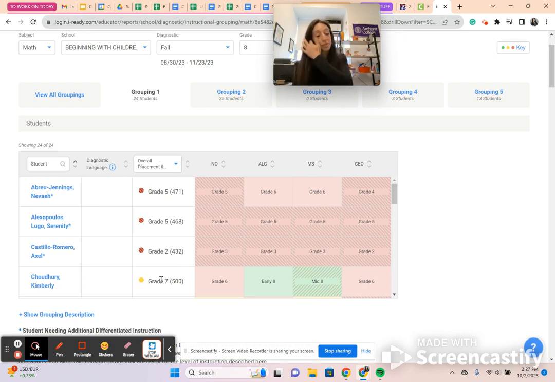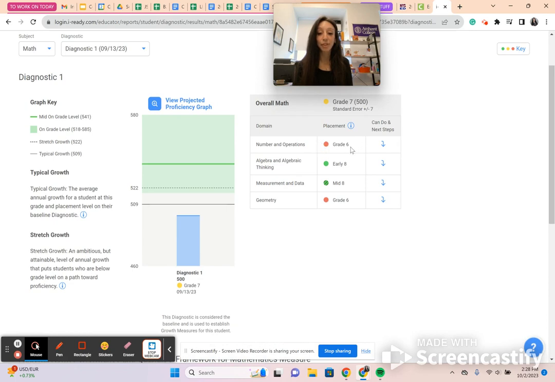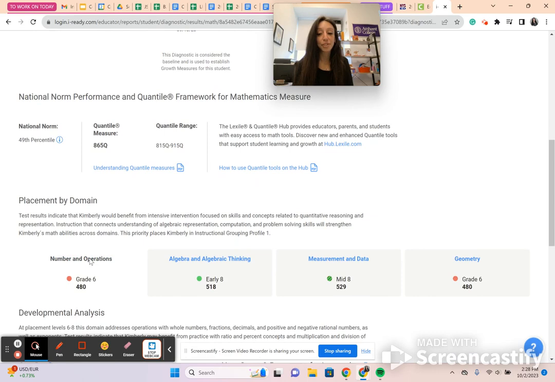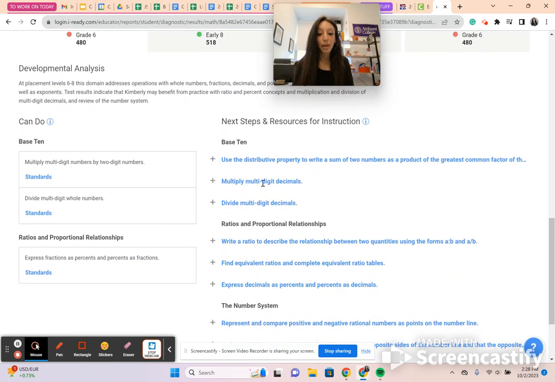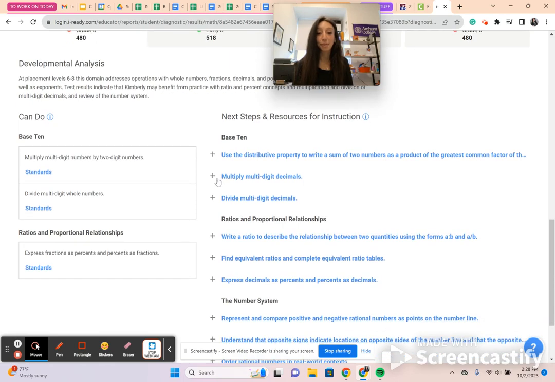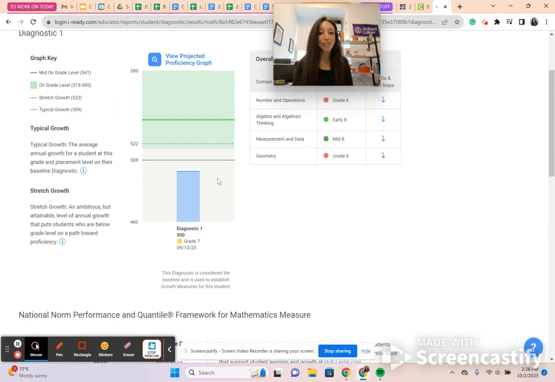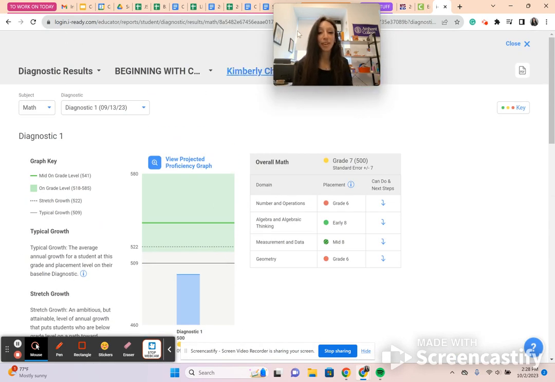And that seems counterintuitive, but let's look at what Kimberly's up to. Yeah, it's because fundamentally her numbers and operations are low. And so even though she's early, she's right where she's supposed to be with algebra and algebraic thinking. Imagine what she could do, right, if she had those basic fundamental skills. And so when you look at numbers and operations, getting that down, right, being able to multiply and divide multi-digit decimals using distributive property, which is probably going to come back to DEMDAS and everything that comes with order of operations, is going to just catapult Kimberly into the next level.